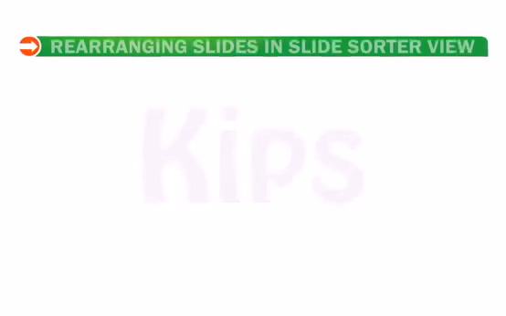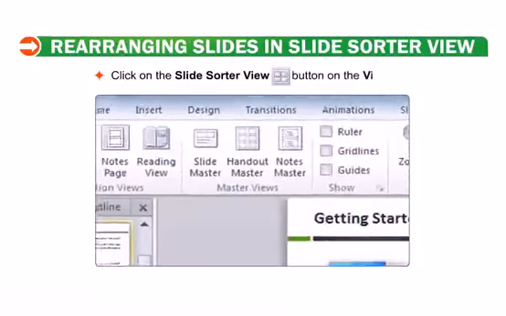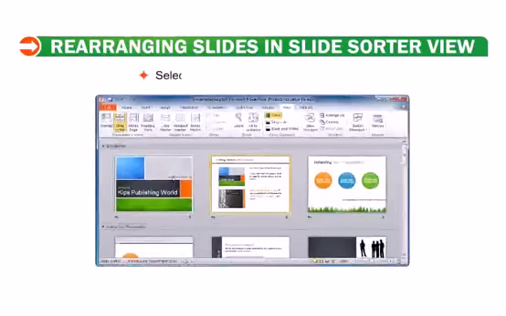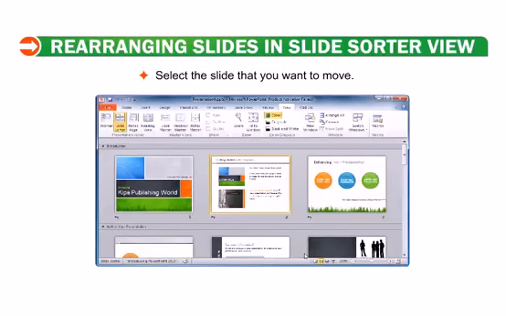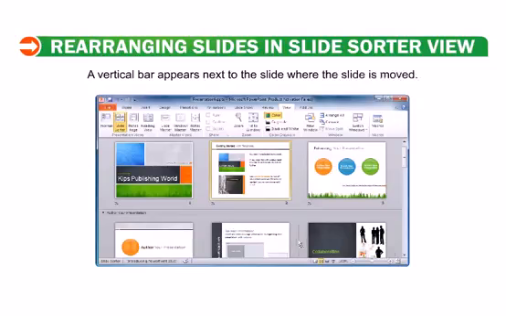Now let us understand rearranging slides in Slide Sorter view. Click on the Slide Sorter View button on the View tab. Select the slide that you want to move. Drag the selected slide to a new location. A vertical bar appears next to the slide where the slide is moved.